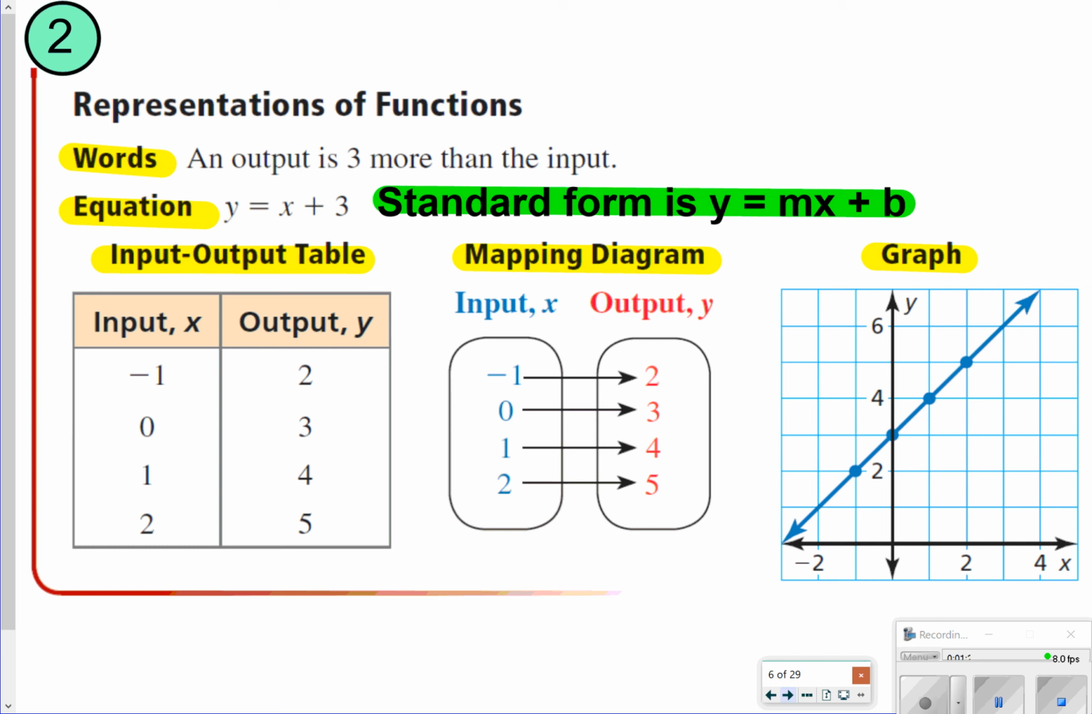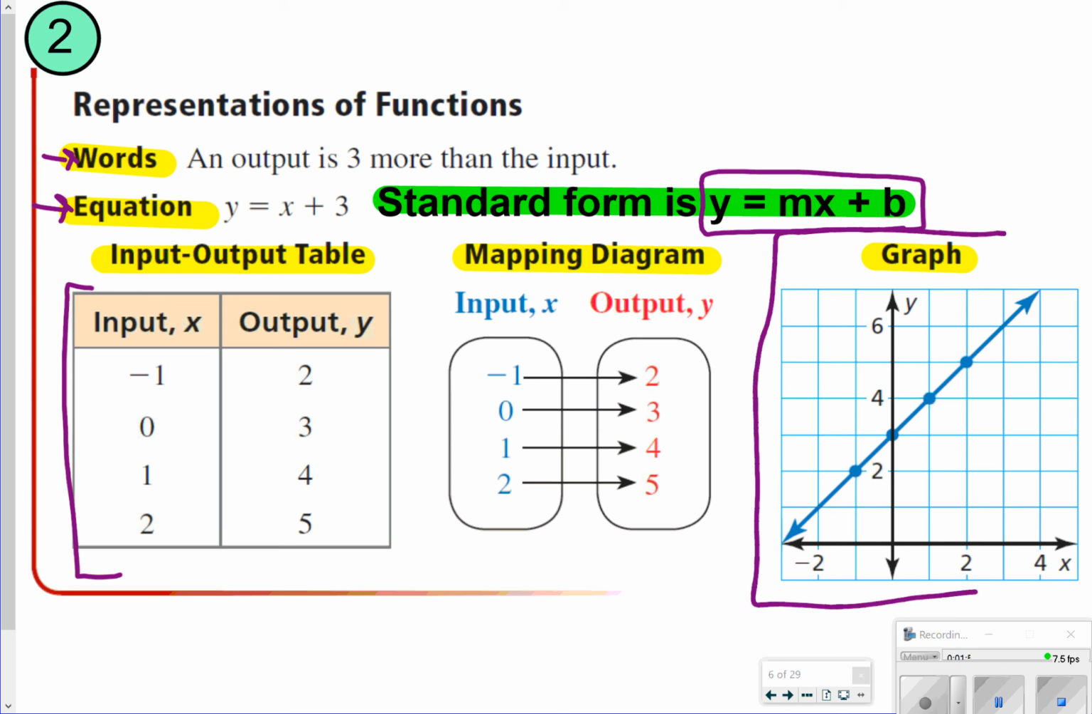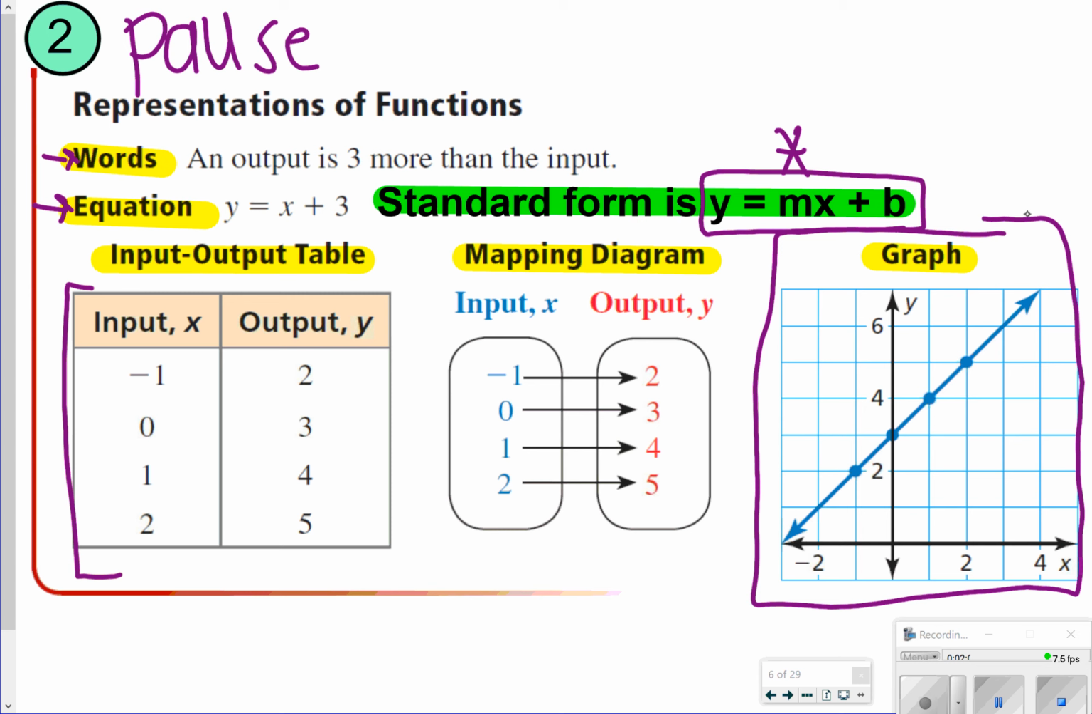So one other thing I wanted to show you here is you can represent linear functions in multiple ways. One way is you can write it in words, and output is 3 more than the input. You can write it as the equation. Remember, the equation should look like this or be able to be solved for y, where you have mx plus b, where m and b are constants. You can also show them in input and output tables. Mapping diagram, that's just basically showing one input for every output. And then your main important one here is your graph, noticing that it is a straight line. Let's go ahead and pause the video here so you can write down mainly your standard form and your graph. If you want to write down the other things too, you can.